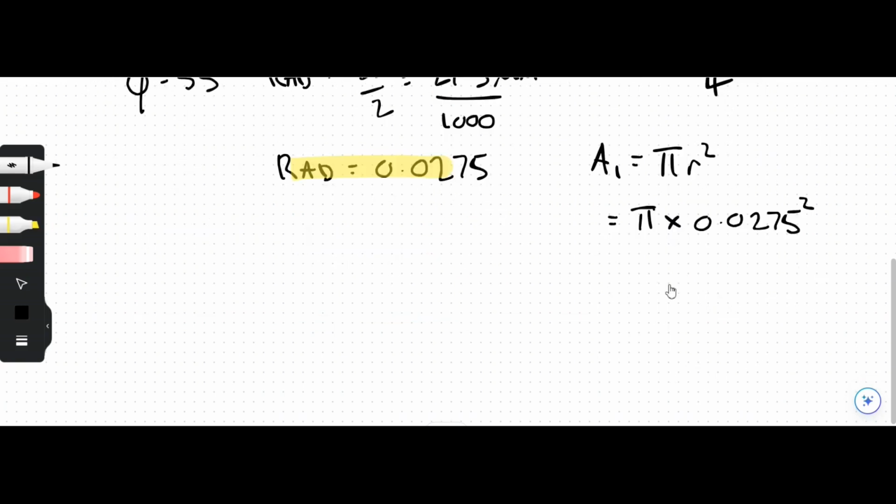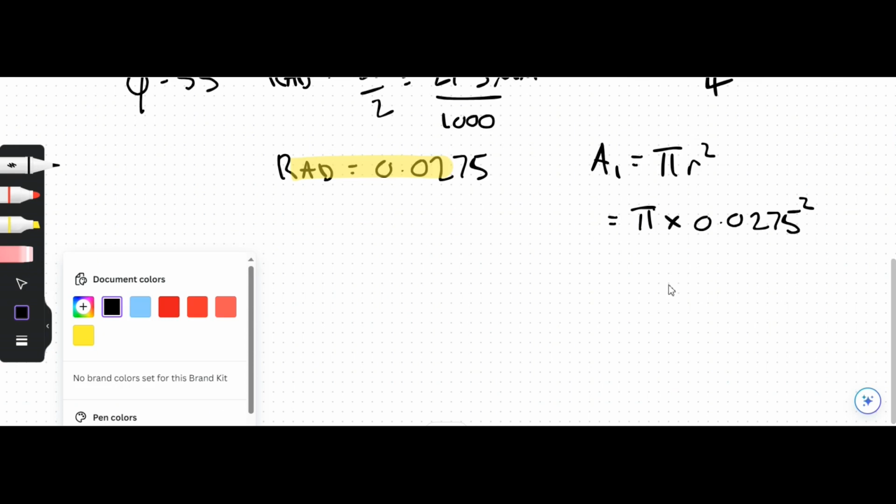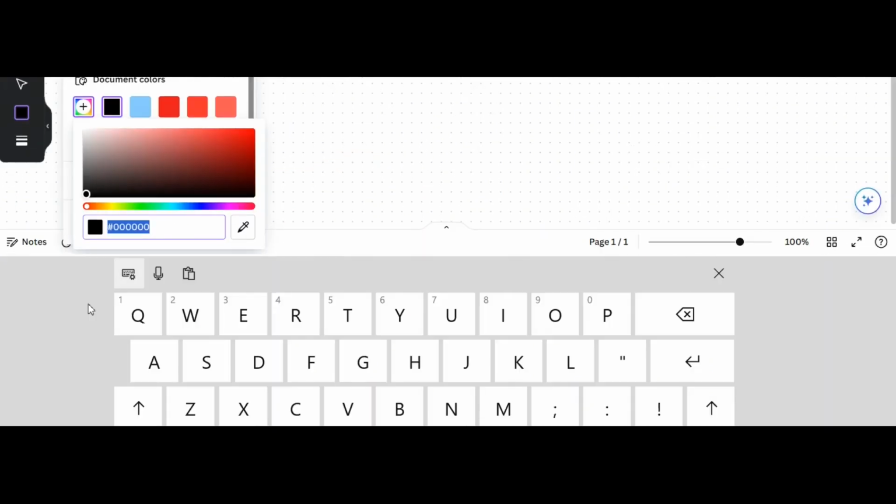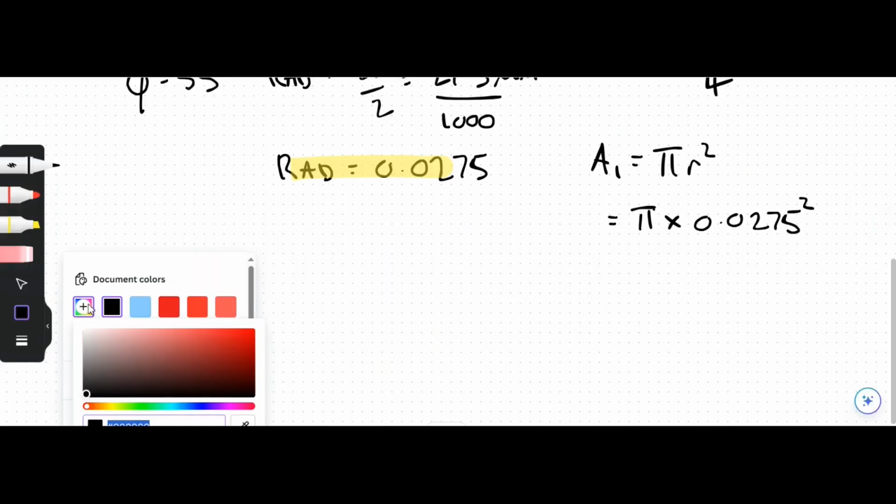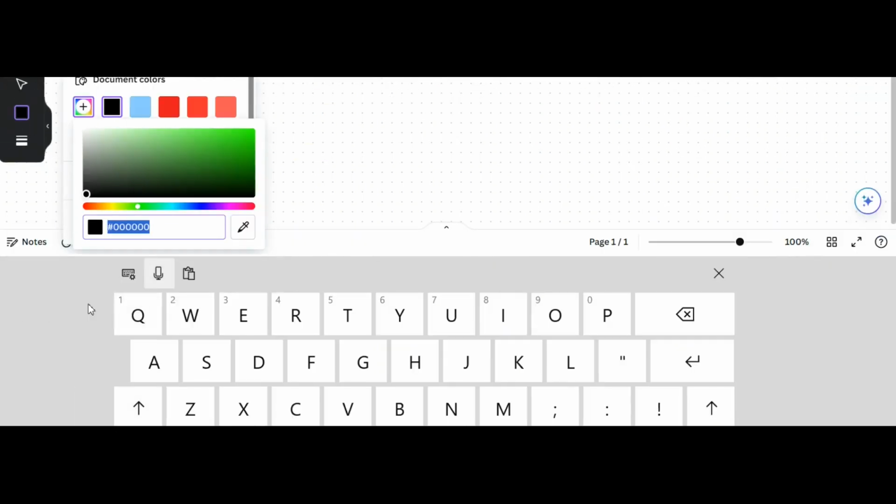So let's get a different colour pen, because that one's getting on my nerves. What's going on there? I don't know. Get a different colour pen. Green. Let's use green then.